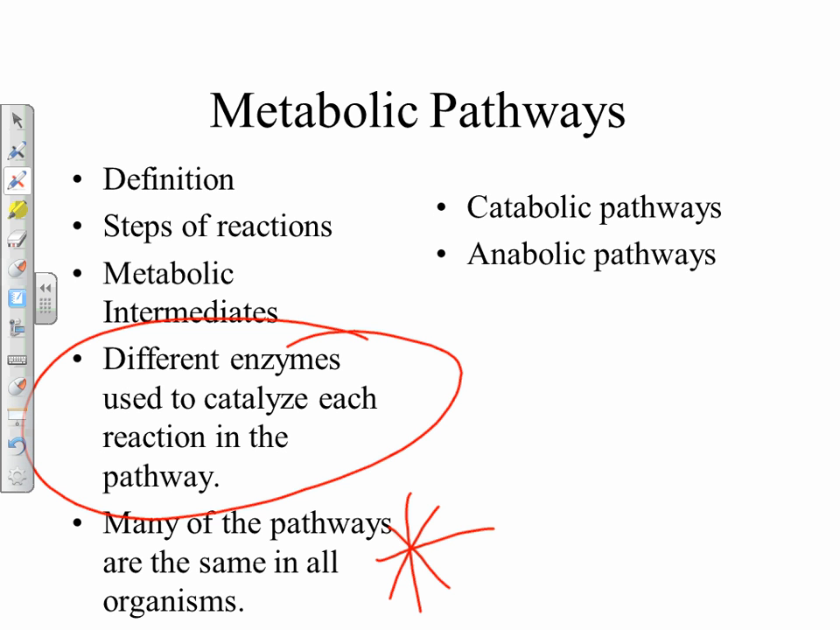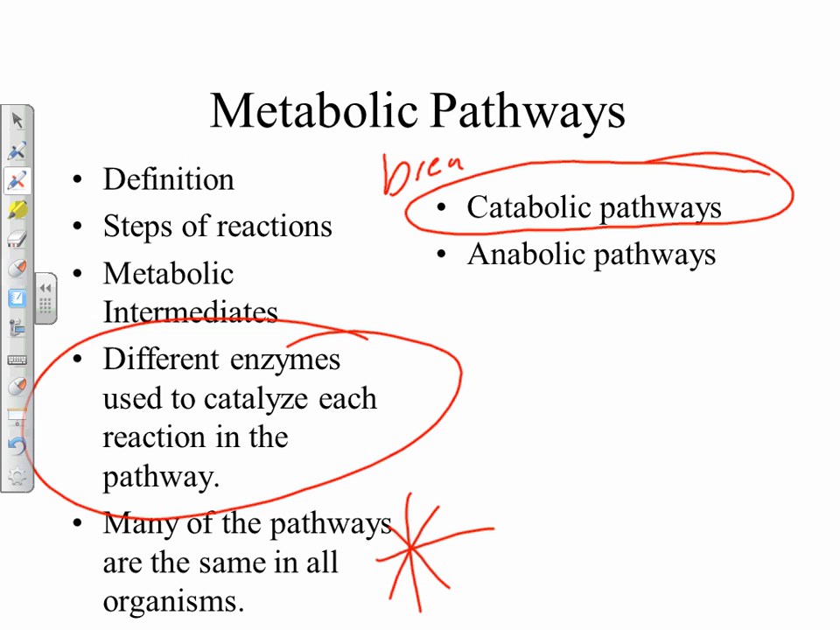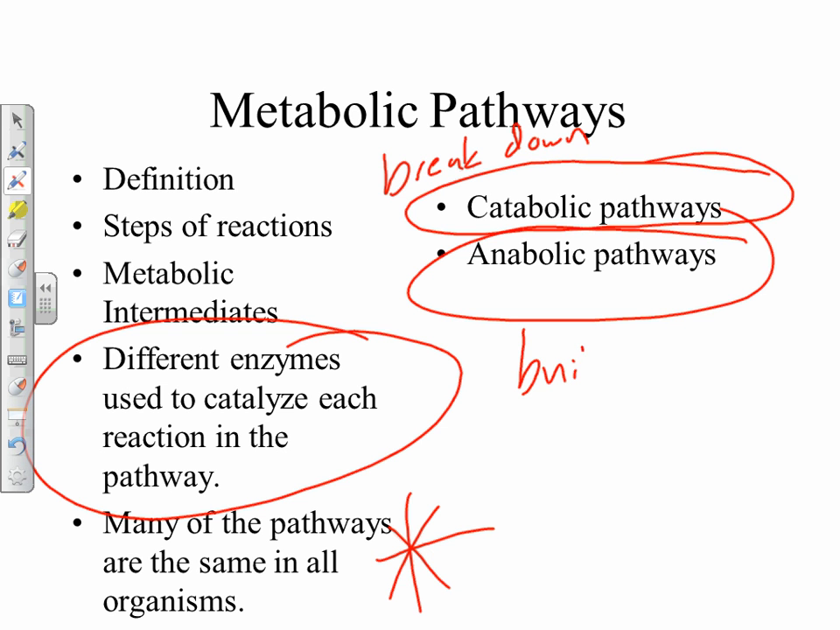Phylogenetics. A couple other terms we'll mention here about metabolic pathways. Some metabolic pathways are catabolic. That word catabolic means what? Break down, degrade. And other pathways are anabolic, which we know means build up.